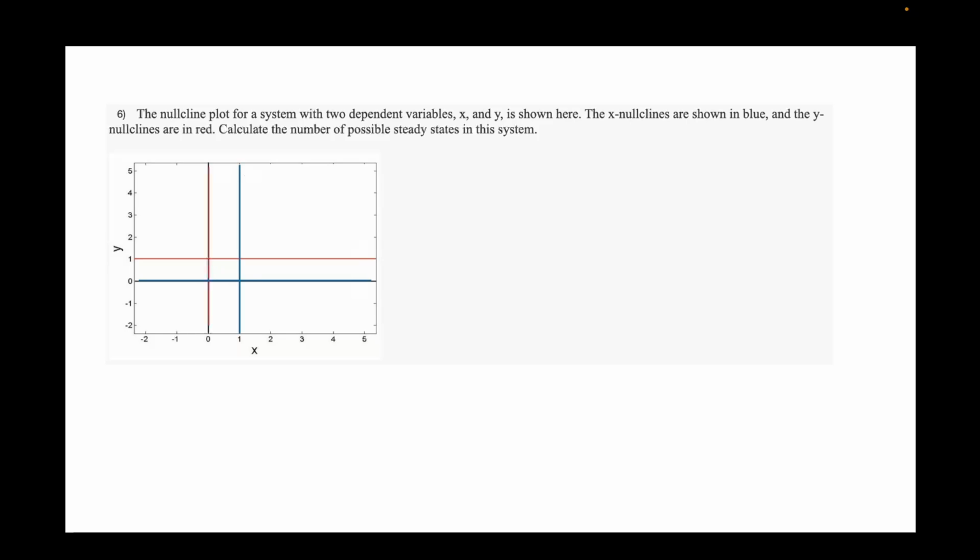Two possible steady states. One is 1 comma 1, the other is 0 comma 0. Your x and y null lines are meeting twice. So that means you'll have two possible steady states. Basically this is one steady state and this is one steady state, so 0 comma 0 and 1 comma 1. That's correct. The answer is two possible steady states. Okay.